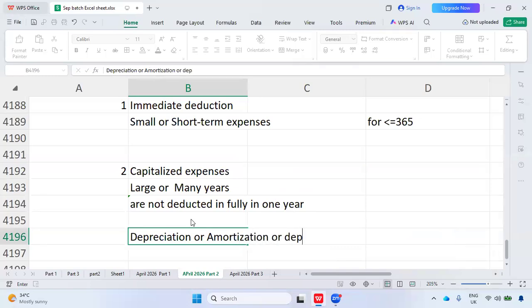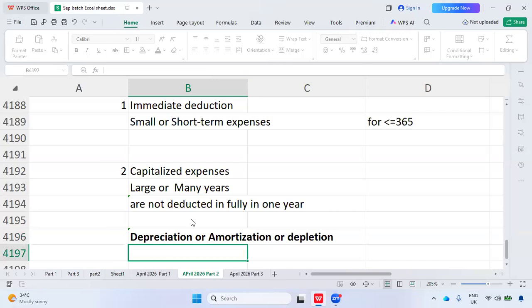So again, the treatment will be the same: depreciation or amortization or depletion. All the treatment is the same, but we will use different categories. If it is natural resources, then we will use depletion, and if it is intangible, then amortization. For tangible and personal property cases, we will use depreciation. The treatment is the same, but in some areas it might be different. So we will use depreciation, amortization or depletion based on the asset category, right?